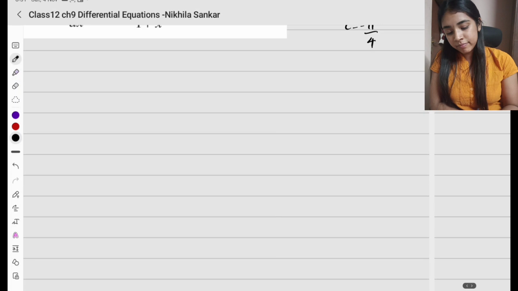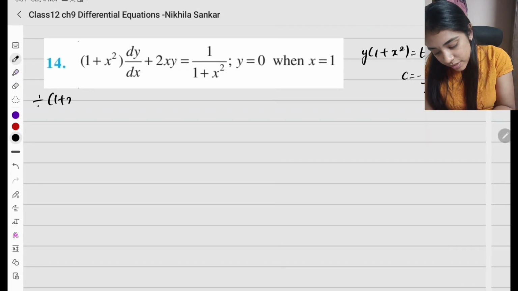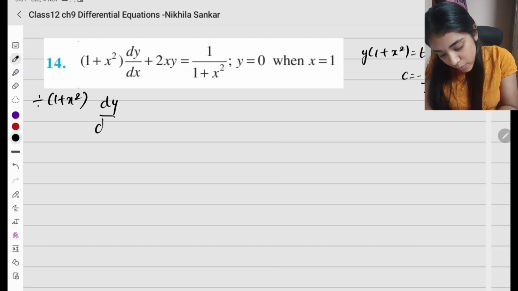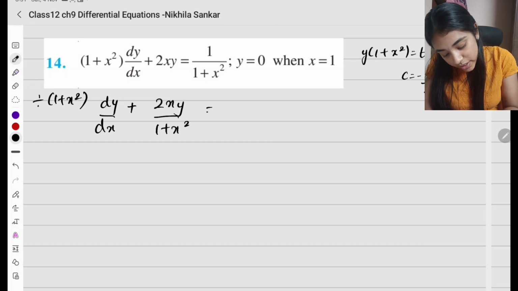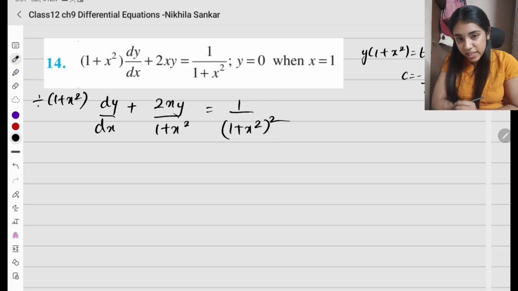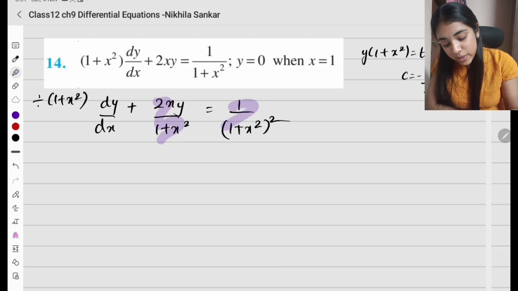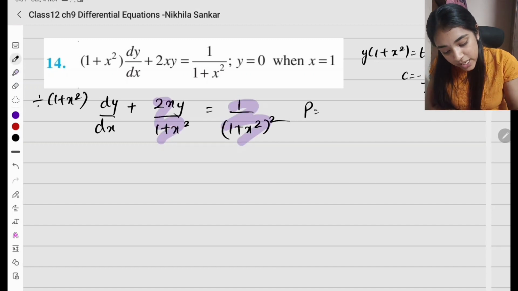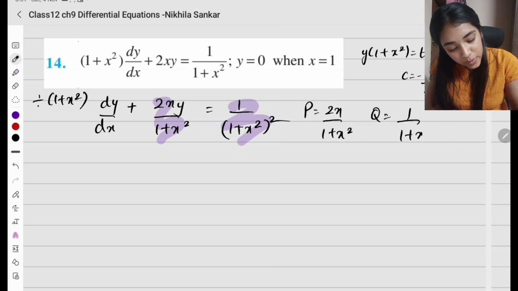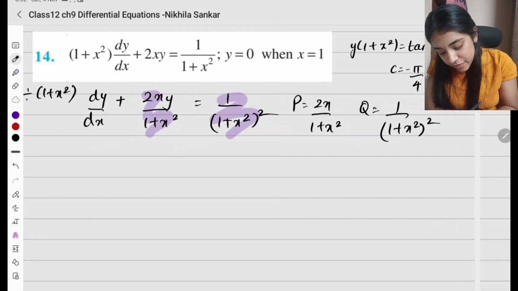Question number 14. This is not of the form that we need. So I'm going to divide the whole equation by 1 plus x square. So I have dy by dx plus 2xy divided by 1 plus x square equals 1 by 1 plus x square the whole square. Don't cancel it, it goes to the denominator. So this is my p, 2x divided by 1 plus x square, and this is my q: 1 by 1 plus x square the whole square. Clear? Now, what is the integrating factor?